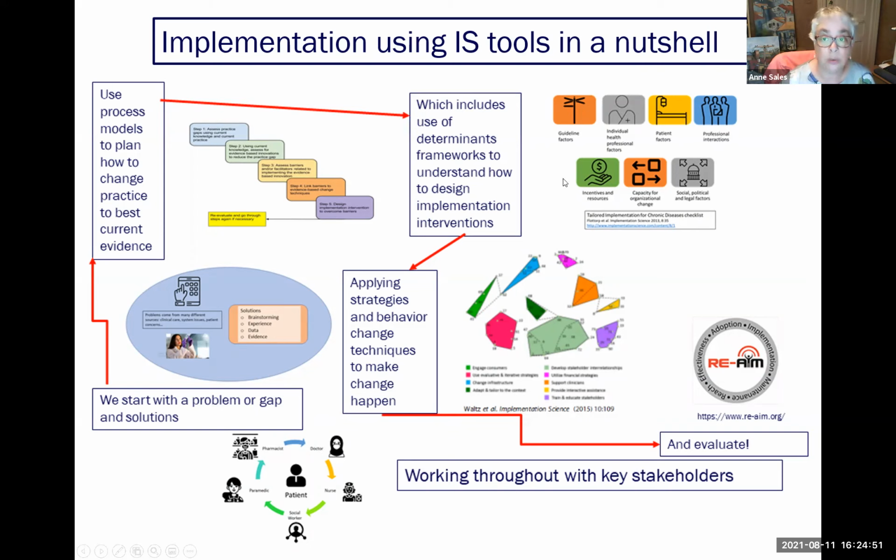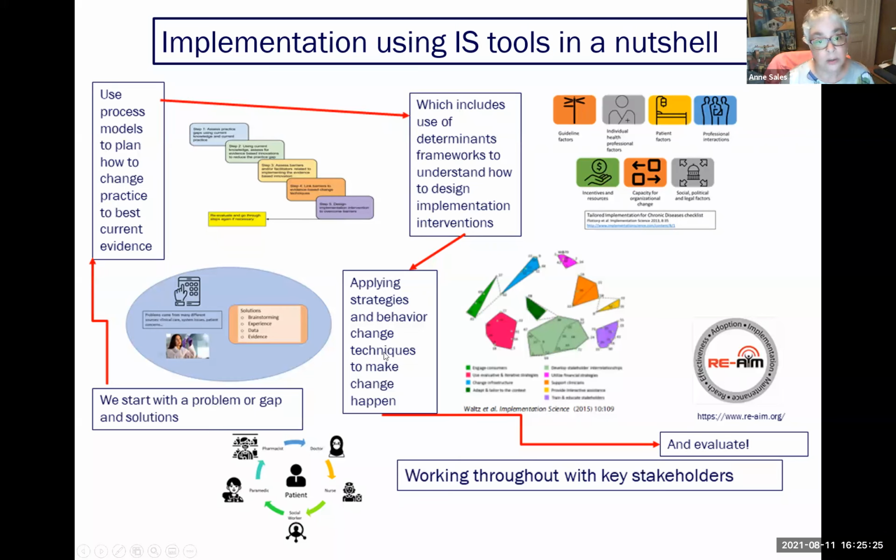Both of those were included and consolidated along with 10 other existing frameworks when the TICD was published in 2013. The important use of these determinant frameworks is to understand the barriers and facilitators that need to be overcome or enabled to make implementation of a new evidence-based process happen, to enable the behavior change that needs to occur for the desired outcomes to be put into place.